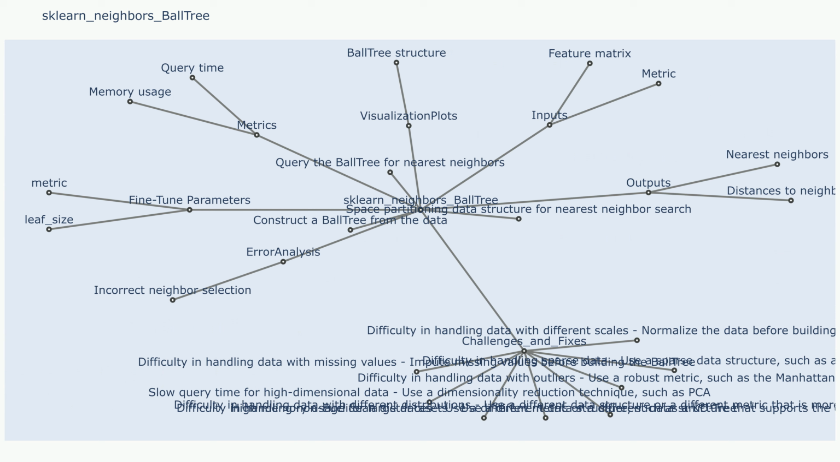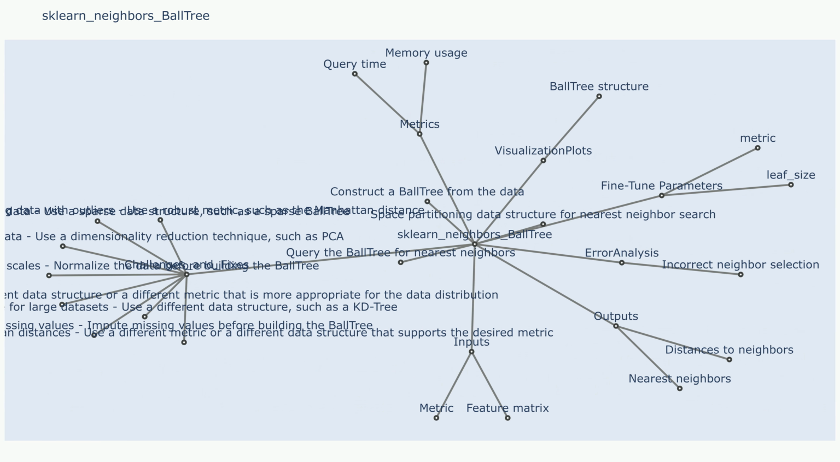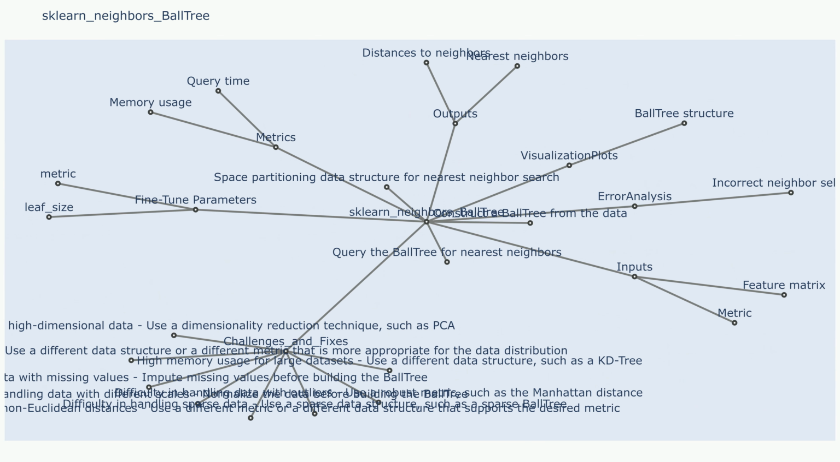Challenges and fixes. Challenge 1. High dimensionality. For very high dimensional data, the performance of the ball tree can degrade due to the curse of dimensionality. This can lead to inefficient search times. Sample use case that resulted in challenge 1. A dataset with hundreds or thousands of features may experience slow nearest neighbor search due to the increased complexity of the ball tree.